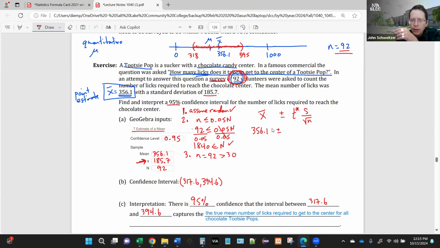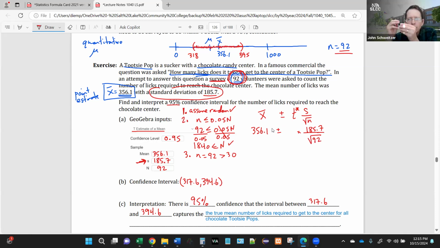Okay, and then we'll do T star in just a second. S is the sample standard deviation, so that's 185.7. N is the sample size, so that's 92. Okay, so the only thing missing here is T star.